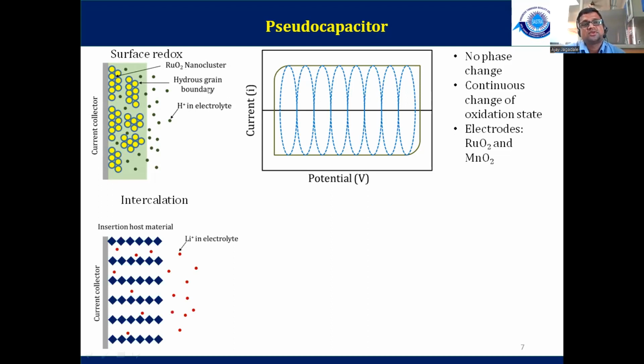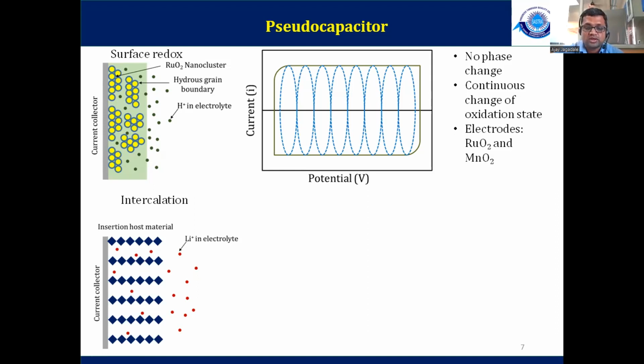In surface redox type materials, the cyclic voltammogram is close to rectangular in shape, and there is no phase change when the charge is stored in the material. So for ruthenium oxide or manganese oxide, there is no phase change in the material. That is the major difference. And there is a continuous change of oxidation states of these transition metals like ruthenium and manganese.